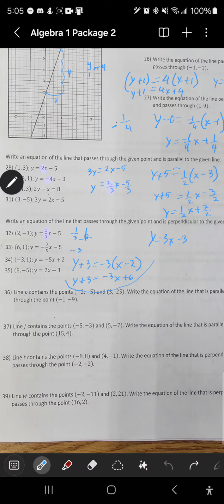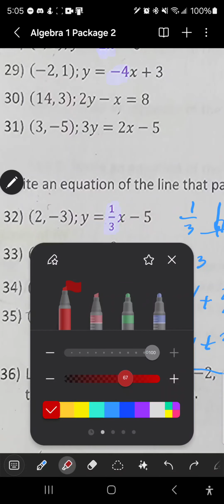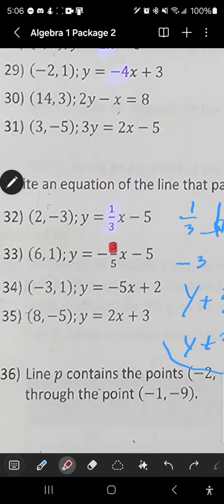Okay, this is 33. Oh, 32, sorry. No, 33. Okay, we need to write a perpendicular equation. So first, I'm going to take a look at the slope. The slope is the number in front of the x. So this is the slope, -3/5.